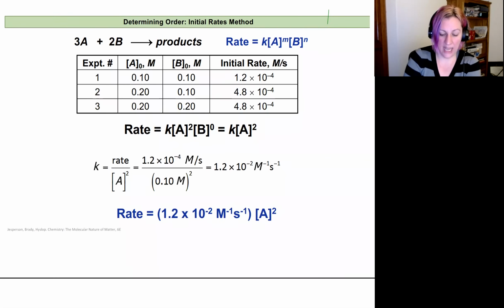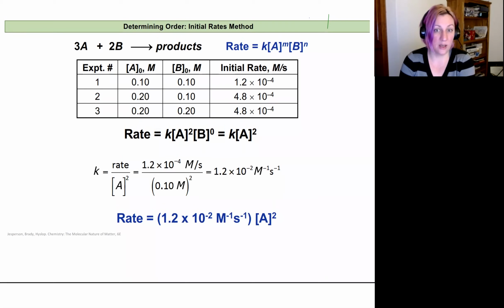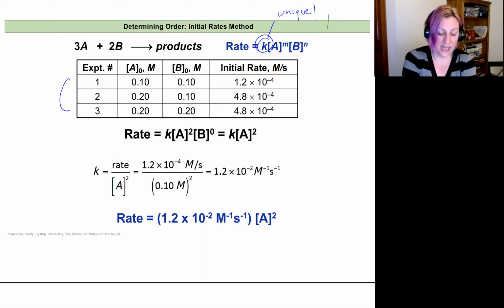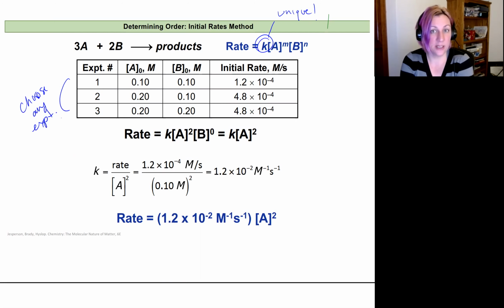All right, so the last step here is figuring out what the rate constant is. Now, the rate constant is unique to every reaction. So this will be unique. And so the way I solve it is just algebraically. I just choose one experiment, and I can choose any one, or trial, whatever we're calling them. And I'm going to plug in the information that I have into my rate law and solve for K.